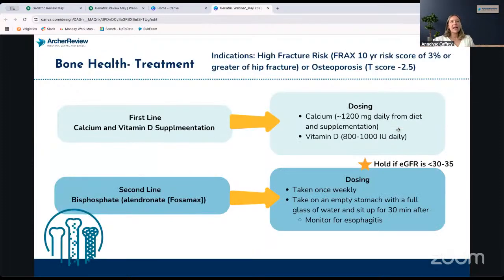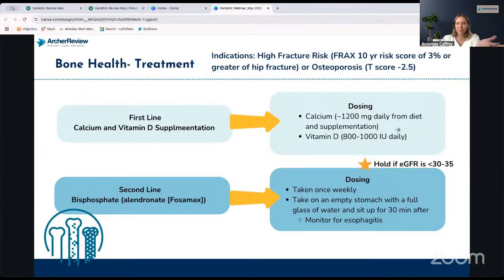Treatment, like I was saying, of course, first line is going to be supplementation with vitamin D and calcium, 1,200 milligrams of calcium a day, 800 to 1,000 of vitamin D. Those are all going to be good. If the risk score starts to get really high, like they have a high fracture risk, so greater than 3% or a hip fracture, you're going to want to go to your second line treatment, which is bisphosphonates.